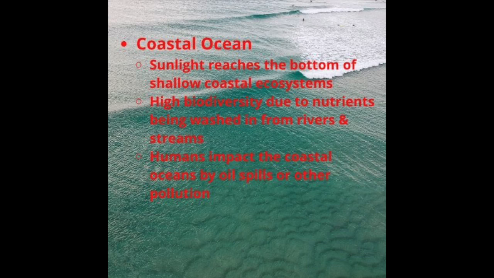The next saltwater ecosystem that we're going to talk about is the coastal ocean. And this is the part of the ocean that if you've ever traveled to the beach, then this is where you have been. And the coastal ocean is the part of the ocean that is just right along the coastline. Sunlight is always going to be able to reach the bottom because it's pretty shallow. And there's going to be a high biodiversity, meaning there's a lot of different plants and animals that can survive in this area. This is because the nutrients are going to be washed into the ocean from different rivers and streams that flow into it.